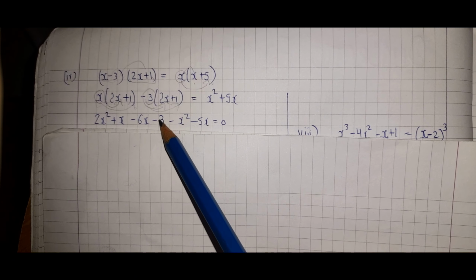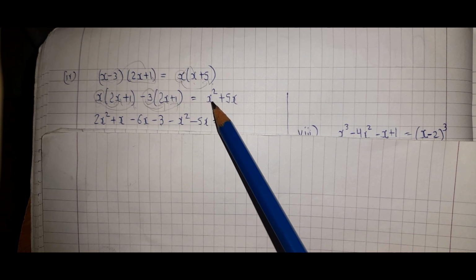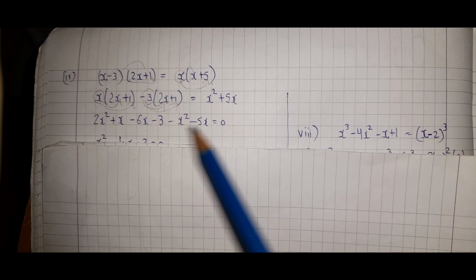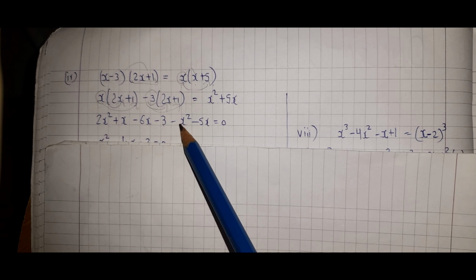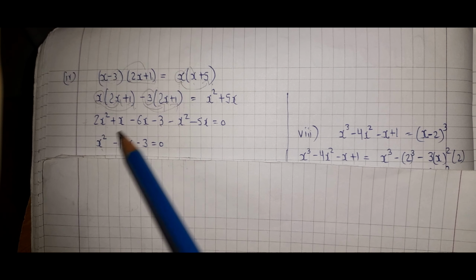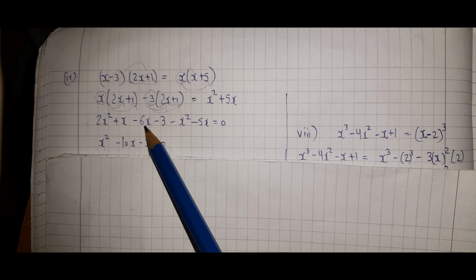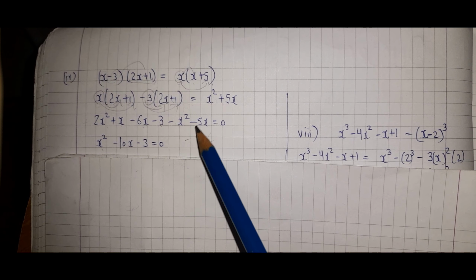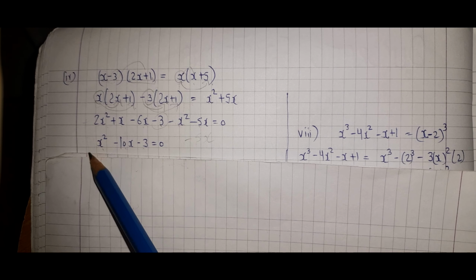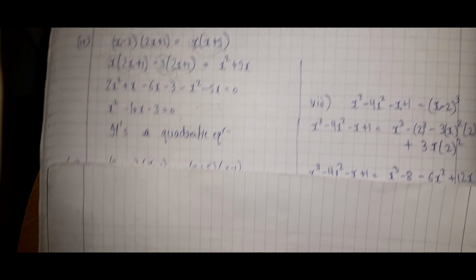Minus 3 into 1 becomes minus 3. And take right hand side to the left hand side. It will become minus x square and minus 5x equals to 0. 2x square minus x becomes x square because plus minus is minus. So 2 minus 1 becomes 1. Plus x minus 6x becomes minus 5x. Minus 5x becomes minus 10x and minus 3 as it is. So this is a quadratic equation because the highest power is 2, that is the degree is 2.